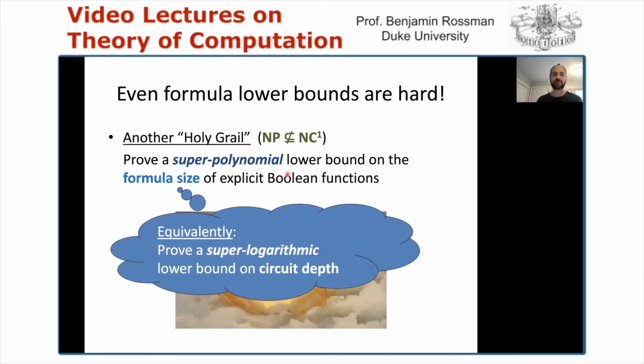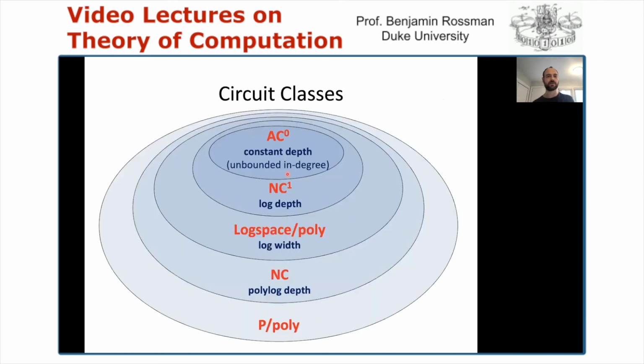And as a consequence of the theorem we just saw, this is equivalent to showing a super logarithmic lower bound on circuit depth. So a lower bound better than C log n for any constant C.